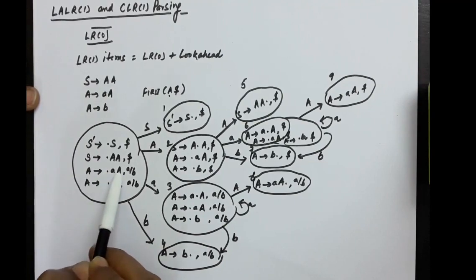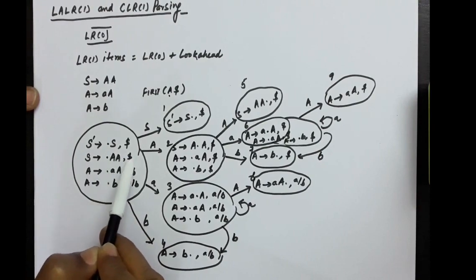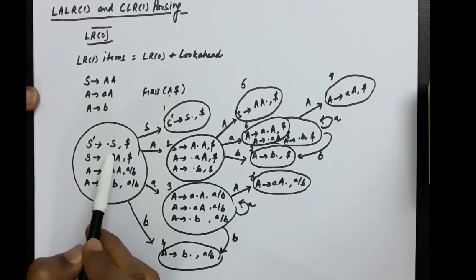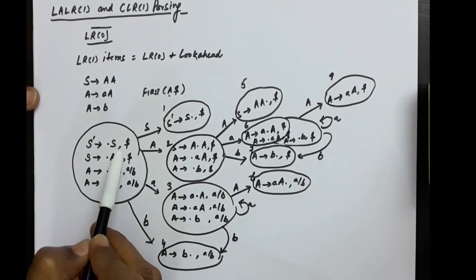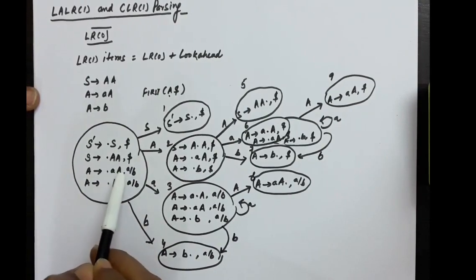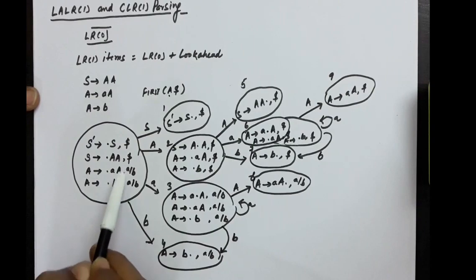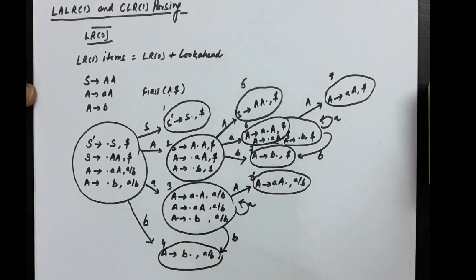and capital A produces small a and capital A with a dot in the beginning. This production is being written because of this first A, and now we will be finding out the look ahead by finding the first of a dollar. So look ahead can be found by after this capital A, capital A appears and a dollar is appearing. So we will be finding the first of A dollar, and first of A dollar is small a and small b. So look ahead of this is small a and small b. Similarly for A produces small b, and the look ahead of this capital A was small a and small b. Okay, so this is how we compute the canonical collection of LR1 items.